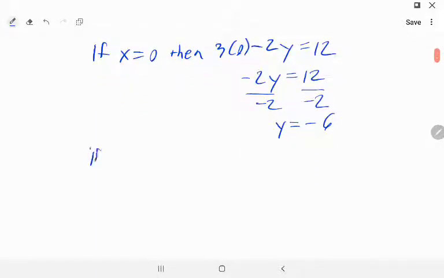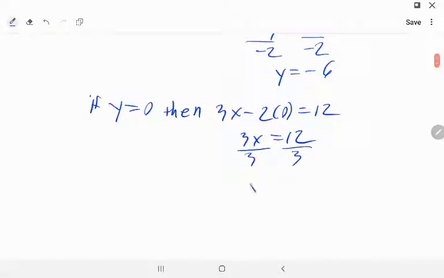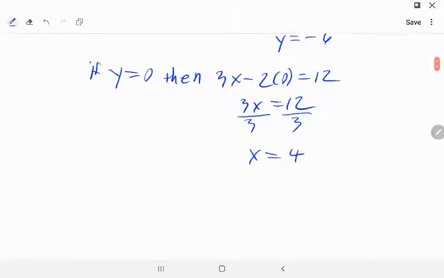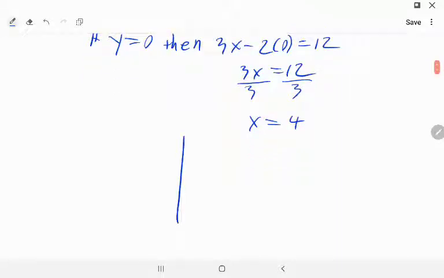If y equals 0, then we're going to get 3x minus 2 times 0 equals 12. So we get 3x equals 12, divide both sides by 3, and we get x equals 4. And so we notice we can graph those intercepts. We can graph 0, negative 6. We can graph 4, 0. And all we need to graph the line is 2 points. We connect the 2 points, and we have our line.